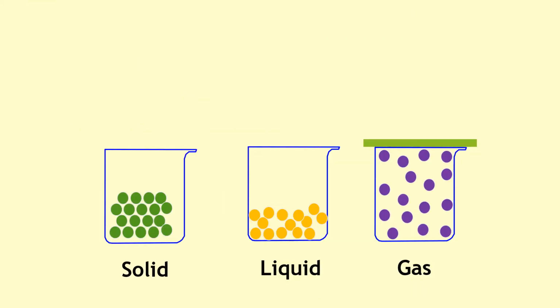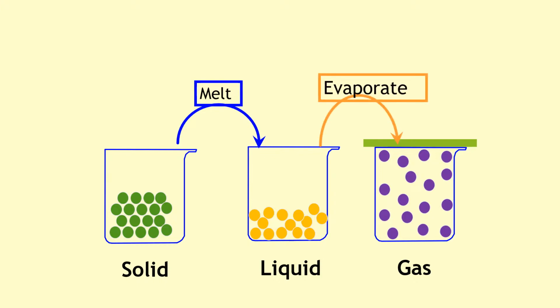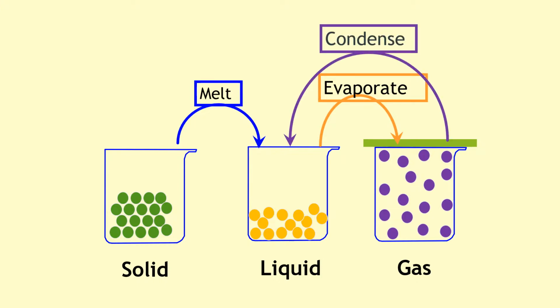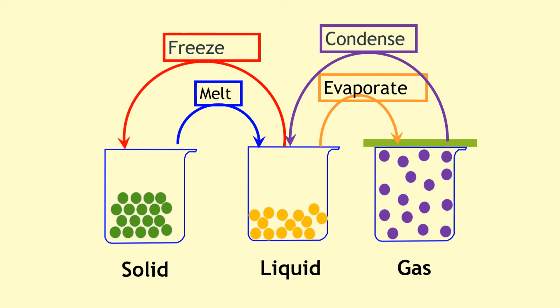Depending on the pressure and temperature, a solid can become a liquid by melting. The liquid can become a gas by evaporation. The gas can be turned back into liquid by condensation, and the liquid can be brought back into a solid by freezing.